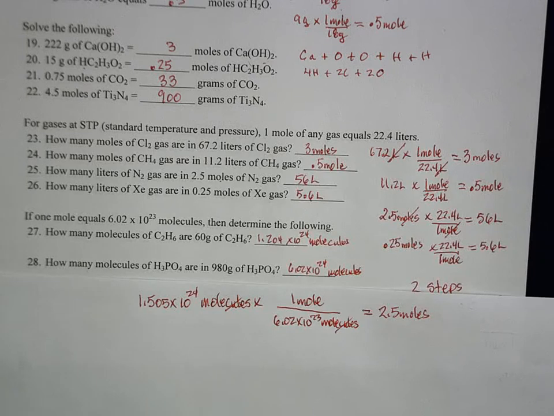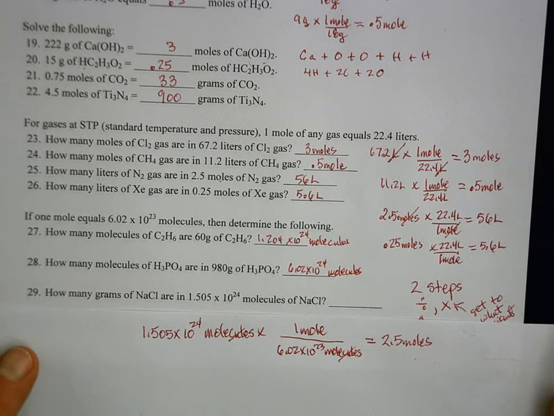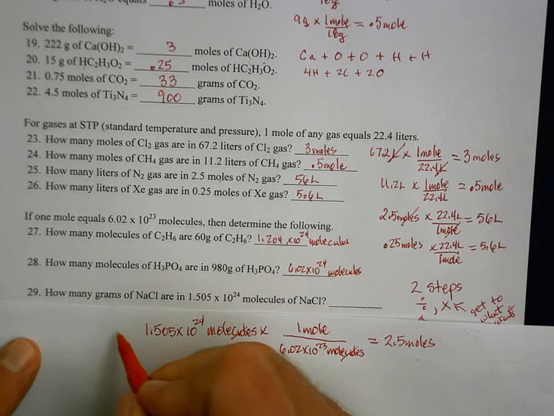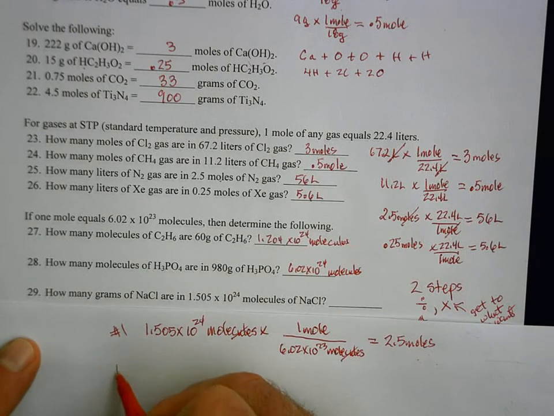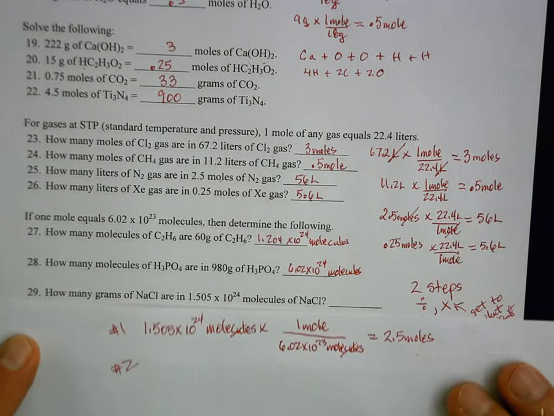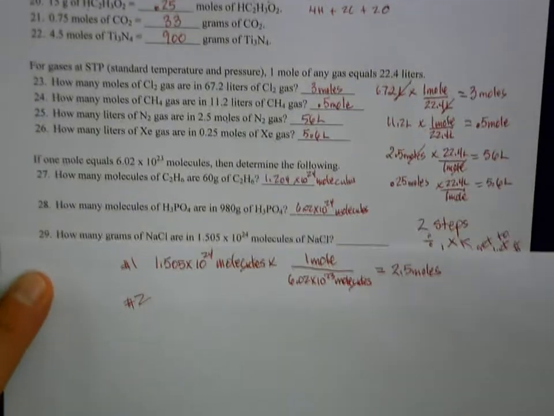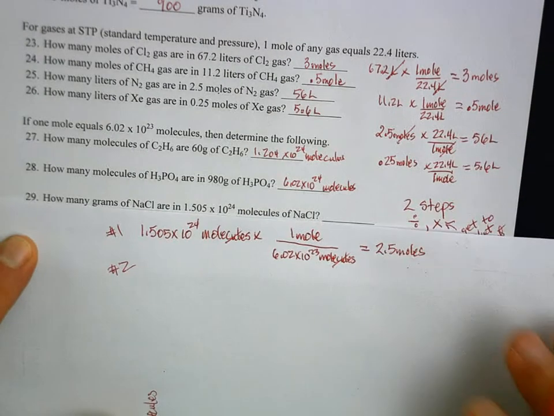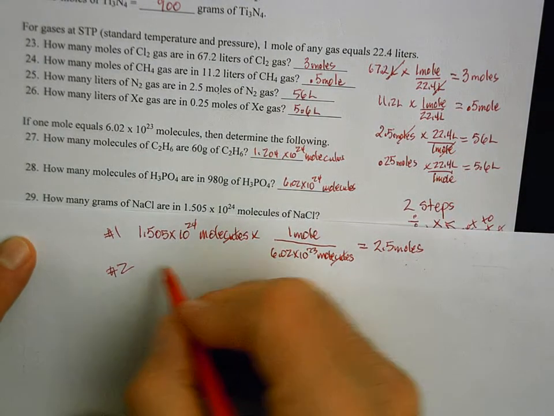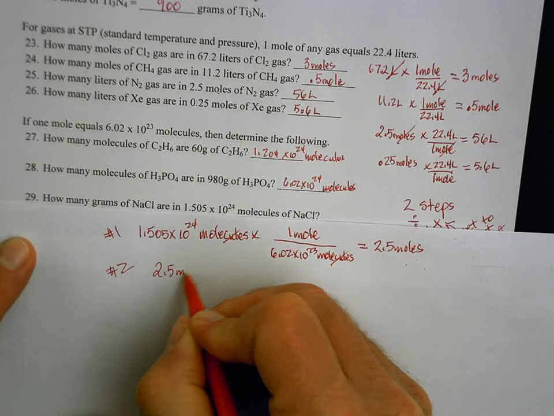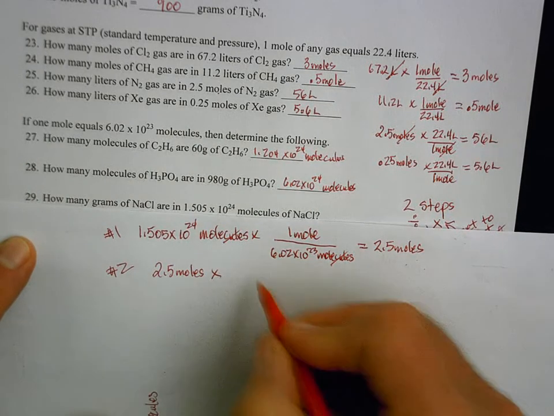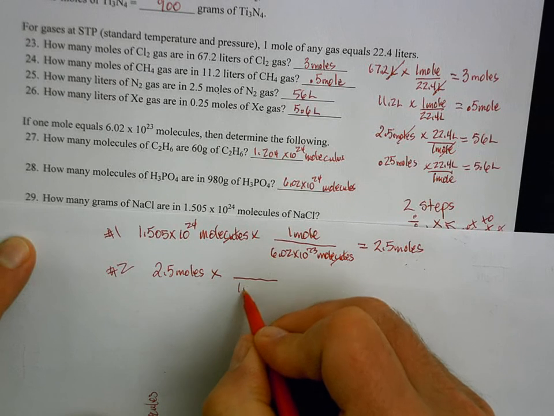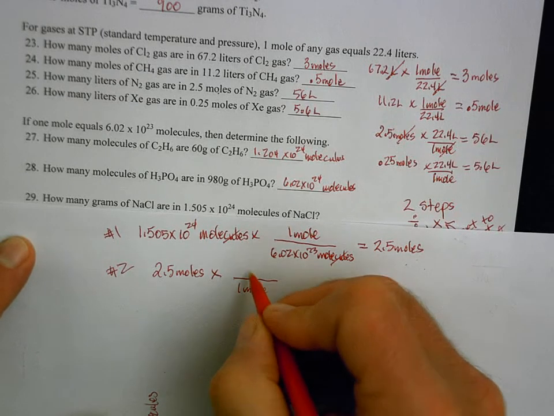Now, that's the moles. I don't want to know moles for 28, or excuse me, for 29. I want to know grams. So that was my first step. My second step, it's now I'm going to take that 2.5 moles, and I need how many grams of NaCl are in 1 mole.